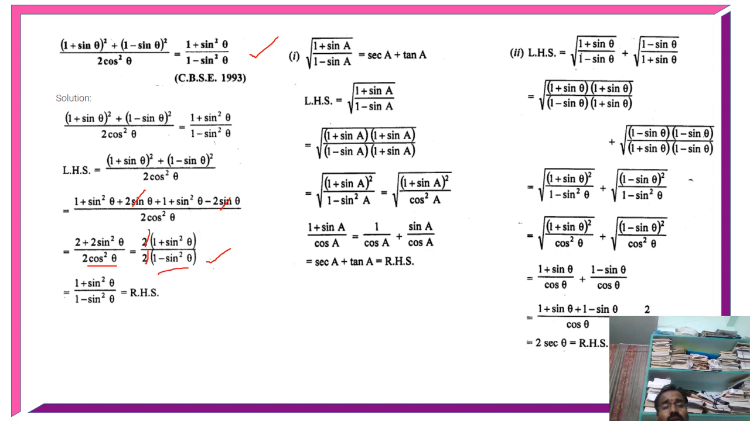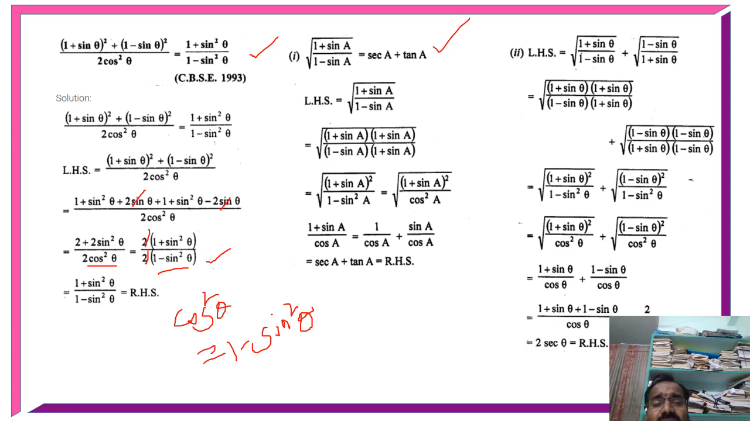Keep in mind students, here we can write cos²θ from the identity: cos²θ equals 1 minus sin²θ from the first identity. To prove RHS, we used this result. Then, root over (1 + sin A)/(1 − sin A) is sec A + tan A, which we have to prove. Just now we did this model problem, rationalizing the denominator.